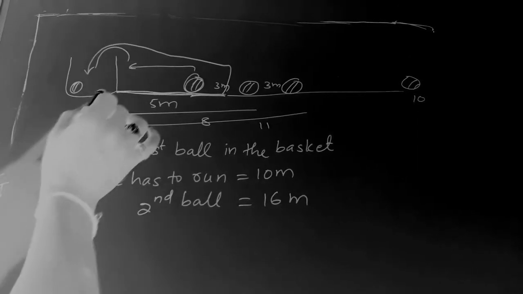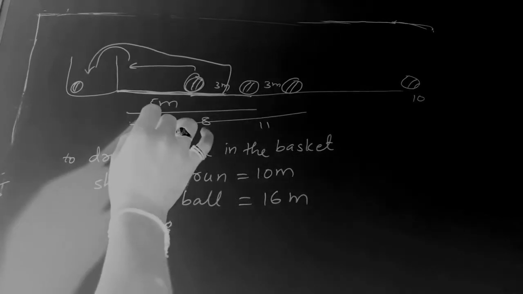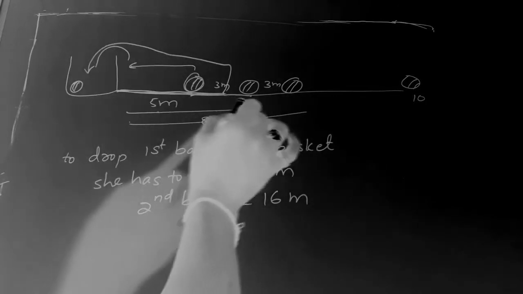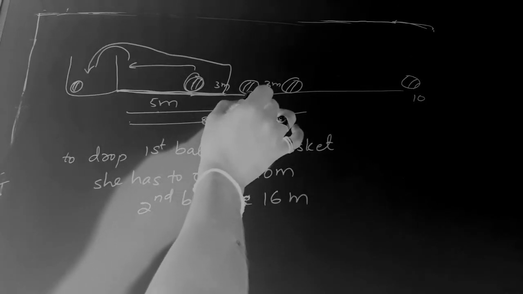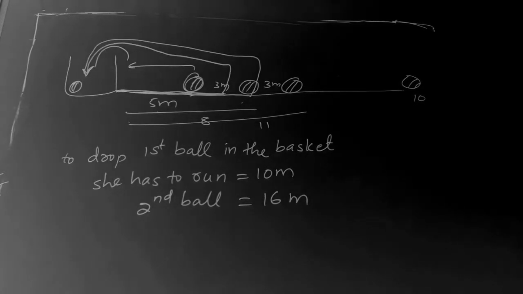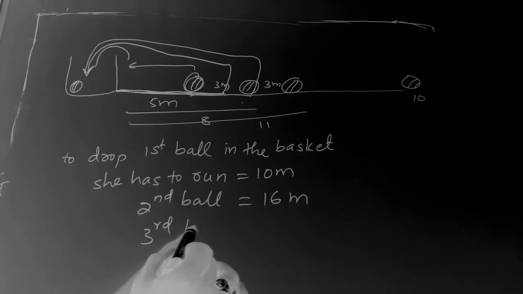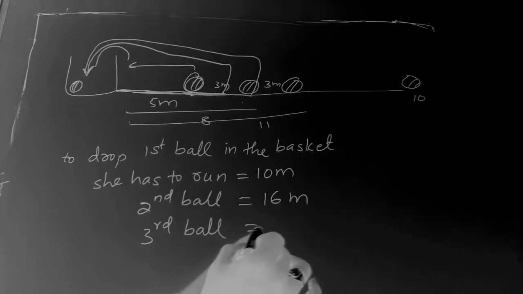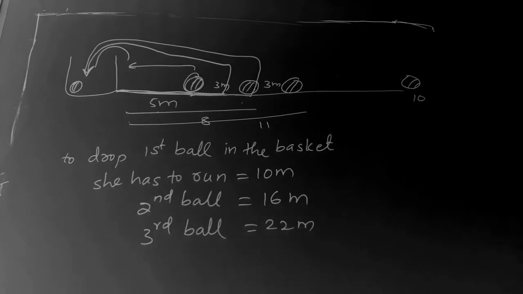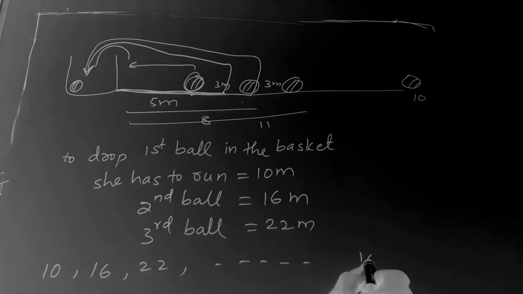Now again, she is starting from the basket, moving towards the third ball. 5 plus 3 plus 3 is nothing but 11 meters. And again running towards the basket and dropping the ball in the basket. So for third ball, she has to run 22 meters. Just you observe here, 10, 16, 22 and so on up to 10 balls.